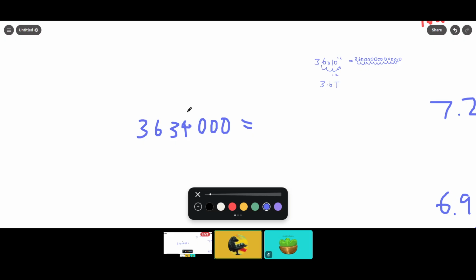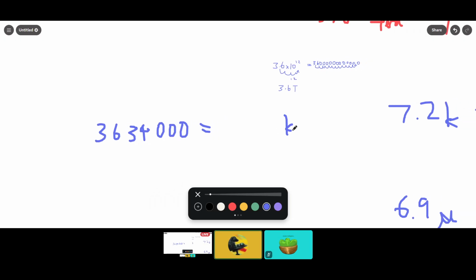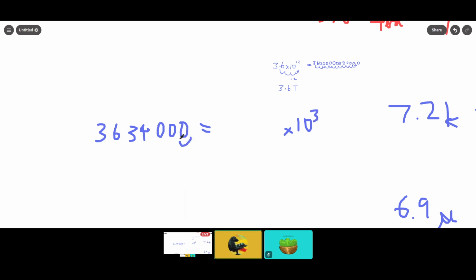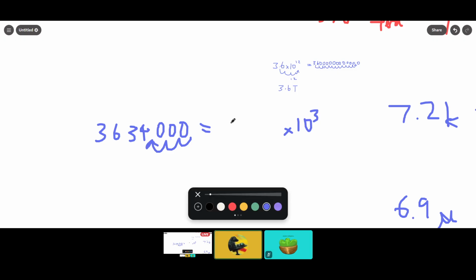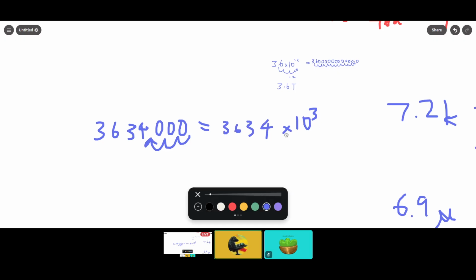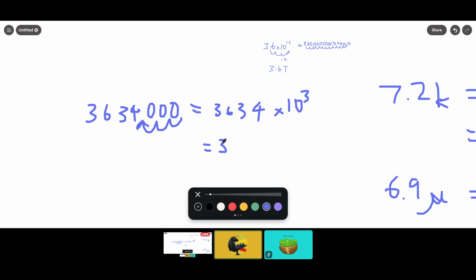Okay, so the kilo prefix would actually be times 10 to the power of 3. So in this case, we just move the decimal point 3 times: 1, 2, 3. So the answer is 3634 times 10 to the power of 3. And then the question was to be expressed in the kilo prefix, so it'll be 3634 kilo.